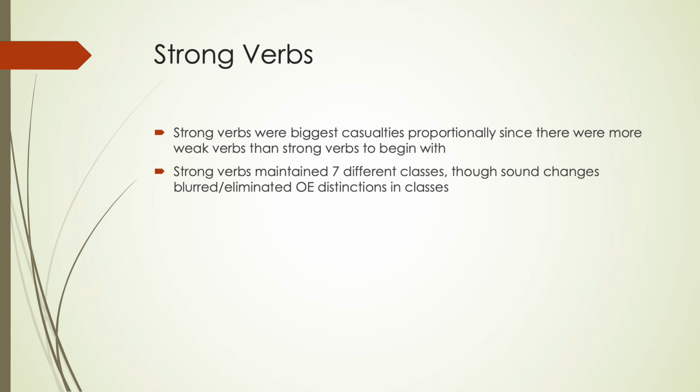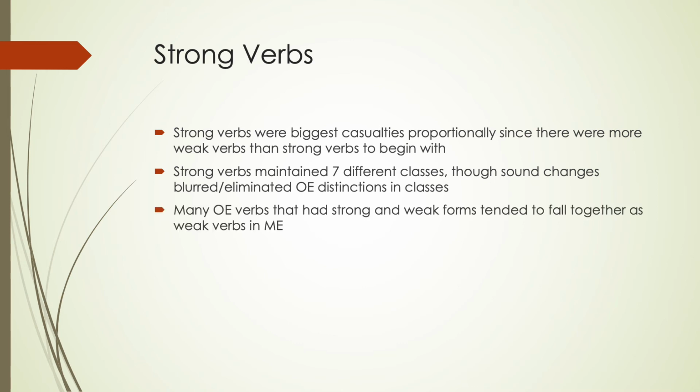They still maintained those 7 different classes that we had in Old English, but the sound changes sort of blurred some of the distinctions in the classes, so they're not as easy to see. And a lot of these verbs had strong and weak forms that tended to fall together and just become weak verbs in Middle English. And then most of our loan words that we borrowed, most of our French loan words, are entering as weak verbs for the most part. So this is something that was not really sudden. Some of these things are actually still in existence and still changing today.